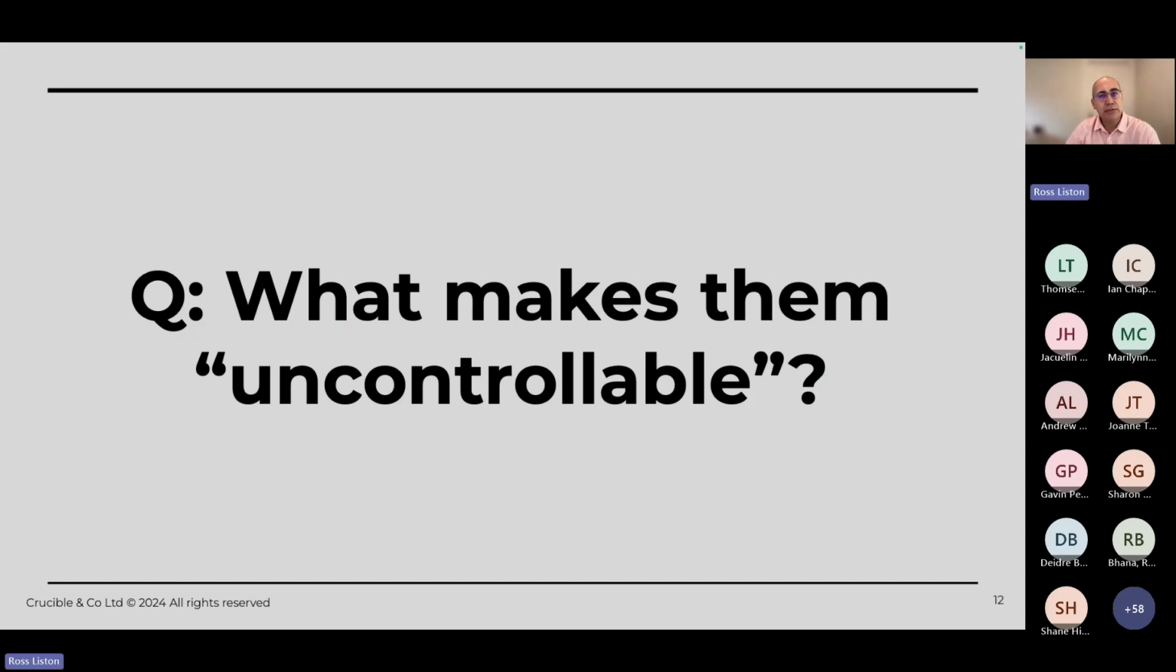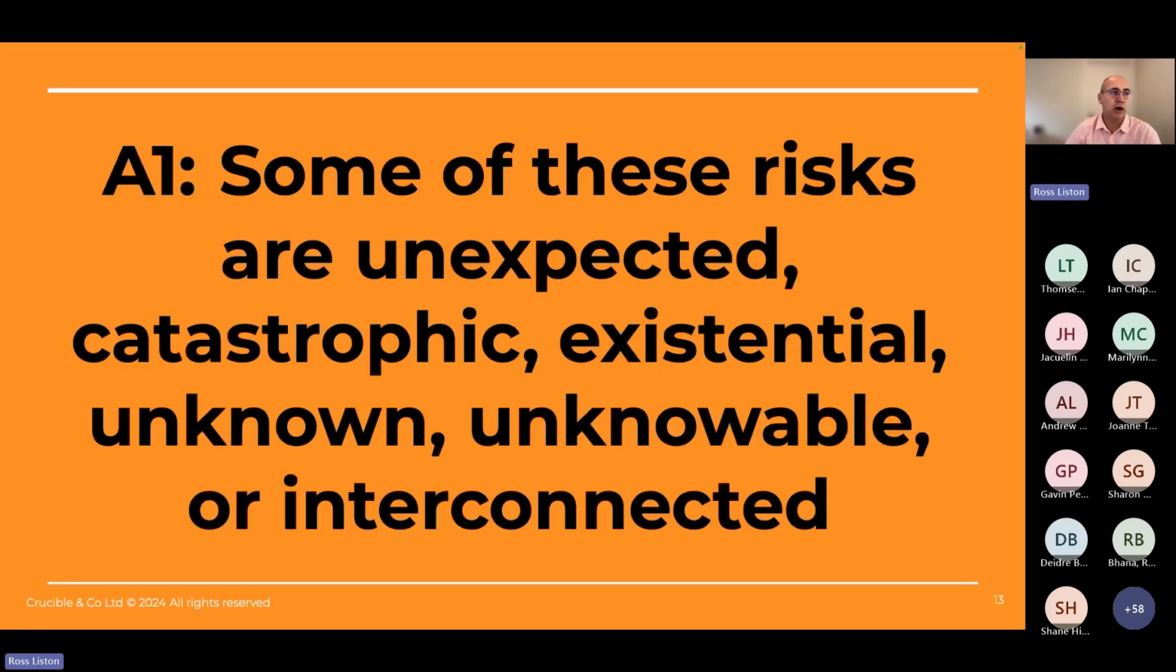So what makes these risks uncontrollable? And this is where there's a little bit of a play on words from my side, but the first answer to this is that some of these risks genuinely are either unexpected, they're catastrophic, they're existential in nature, they're either unknown, unknowable, and quite often they're interconnected. So all these factors make them quite difficult to deal with.